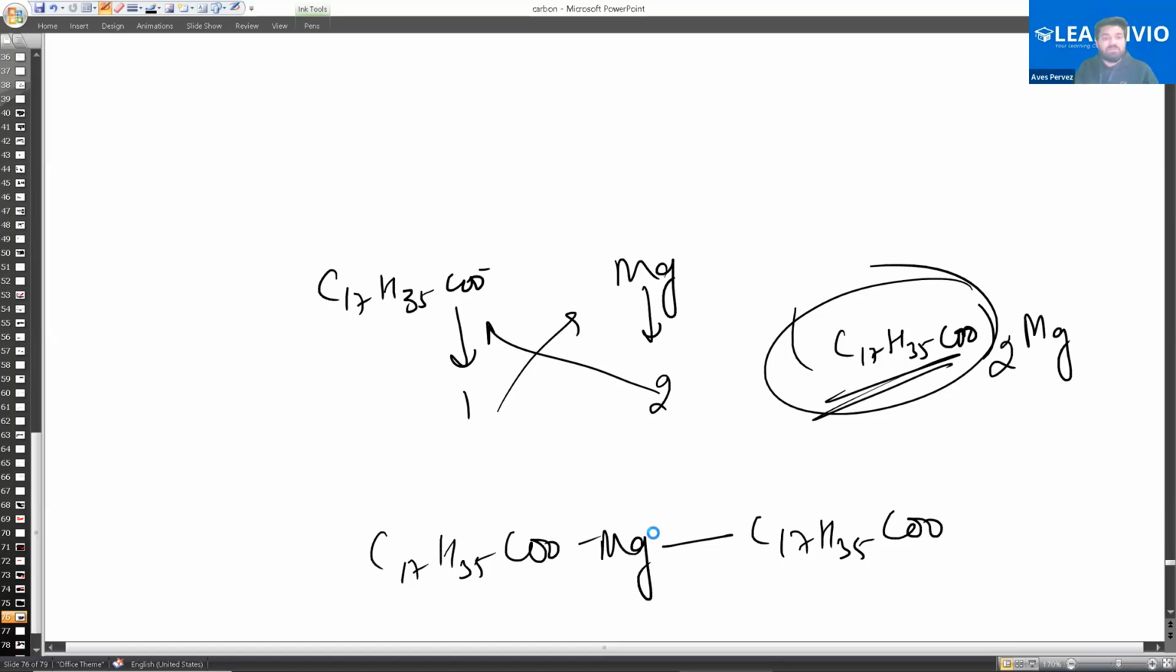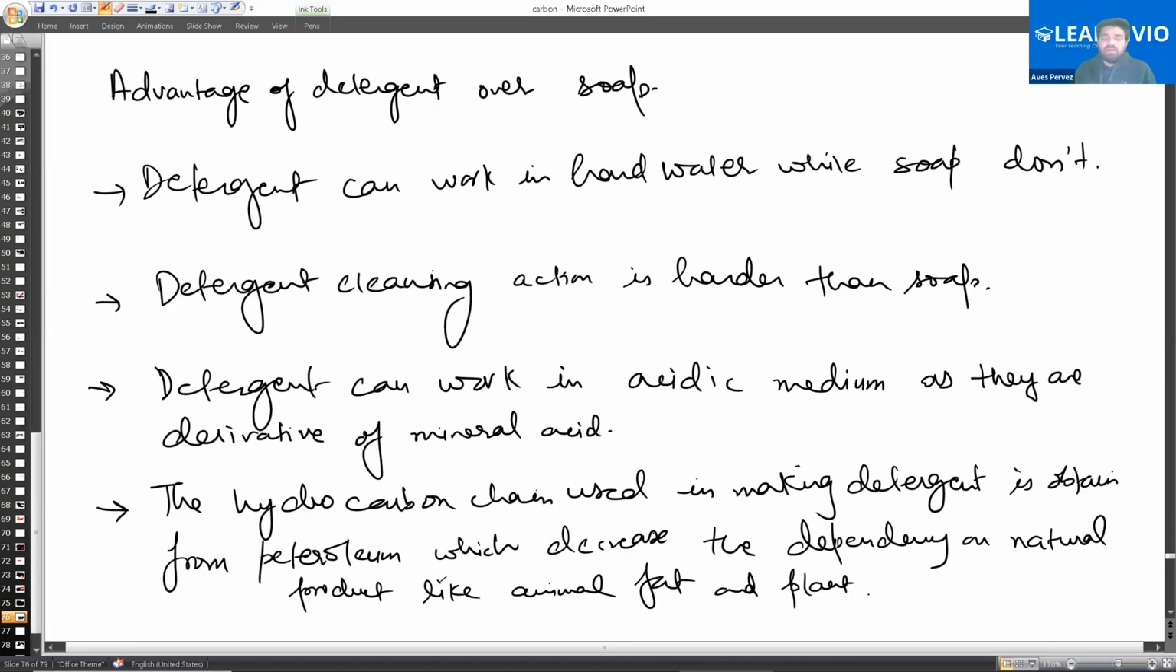So have you taken the screenshot of this one? That soap does not work in hard water.